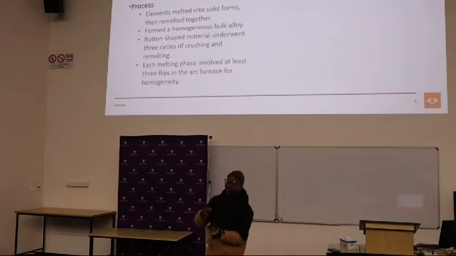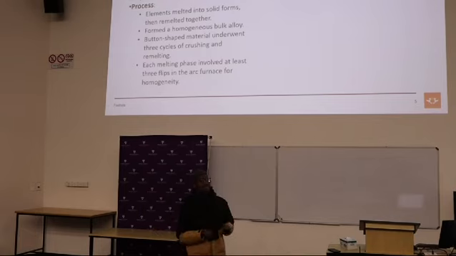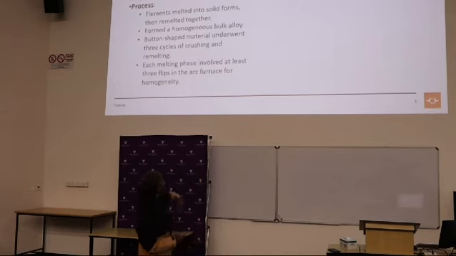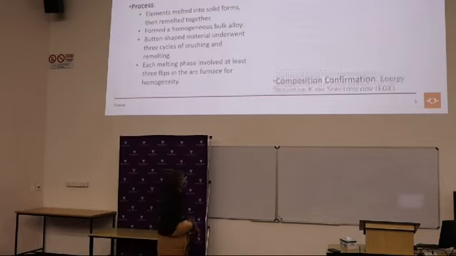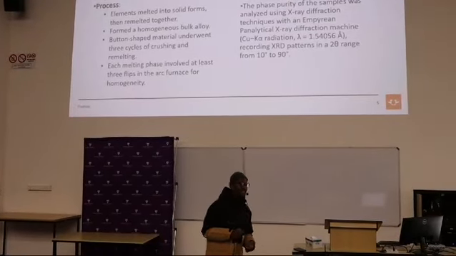These button structures were flipped about 3 times during the melting, and then they were crushed and remelted again in order to ensure complete homogeneity. So that was done for this one. In each melting phase, there were at least 3 flips every single time. Now, the structure and composition were confirmed using energy dispersive X-ray spectroscopy.